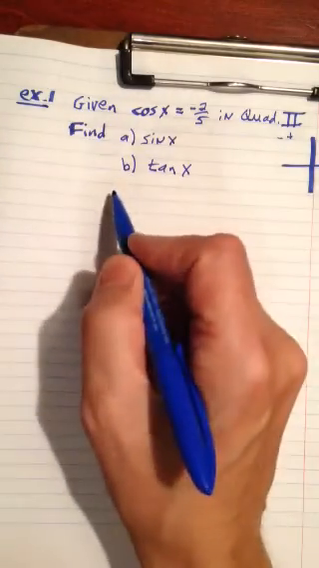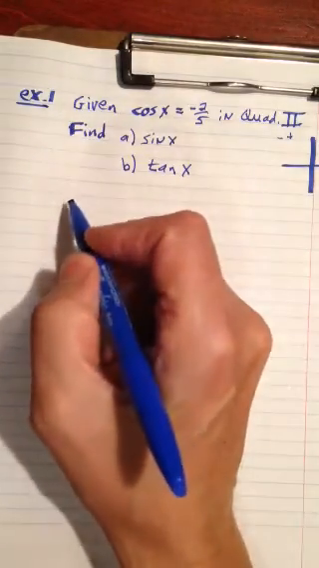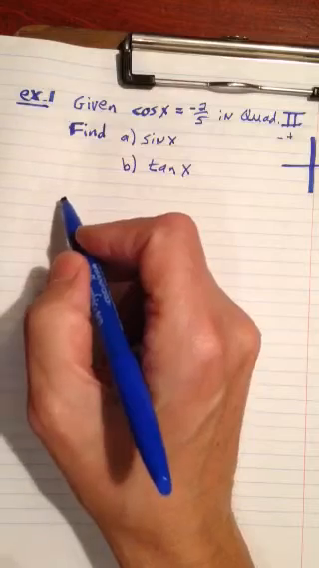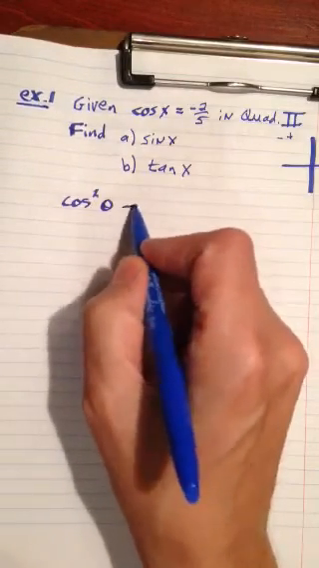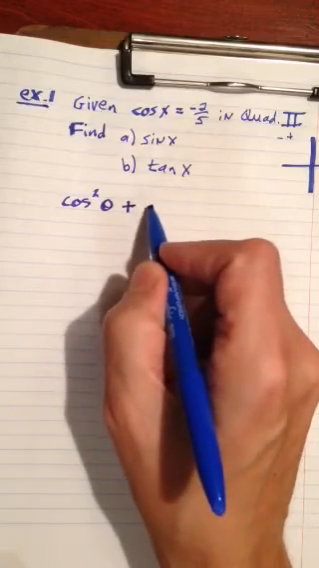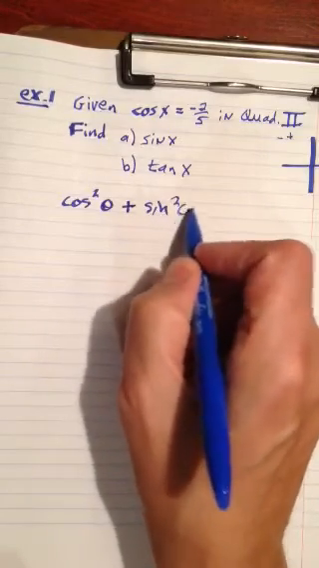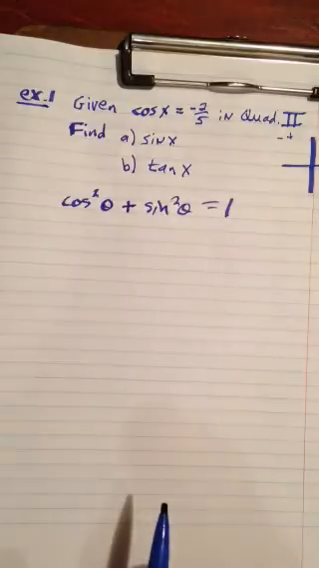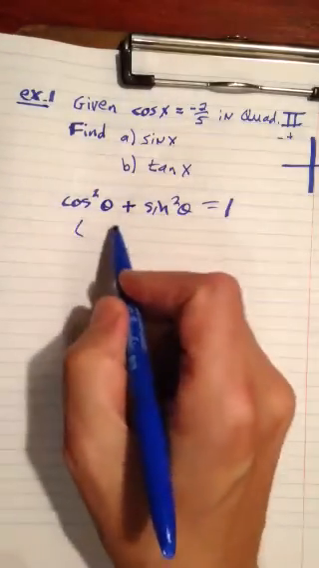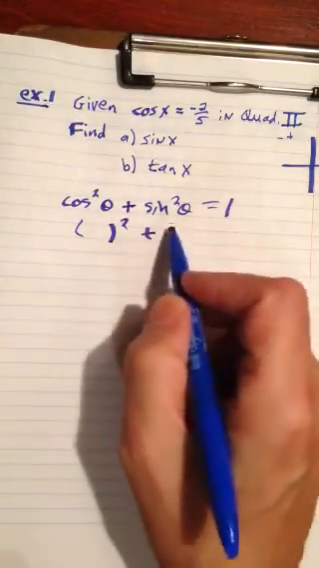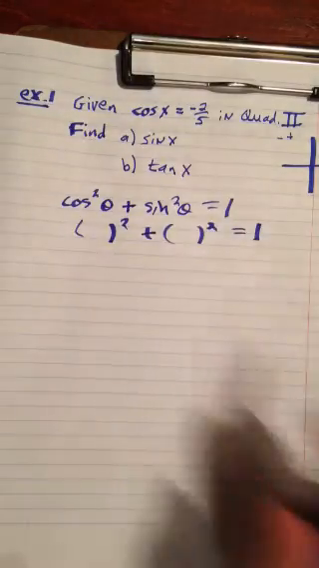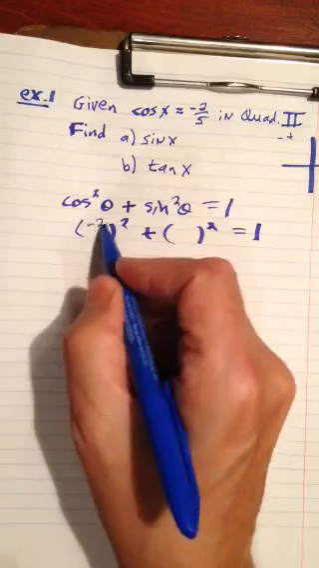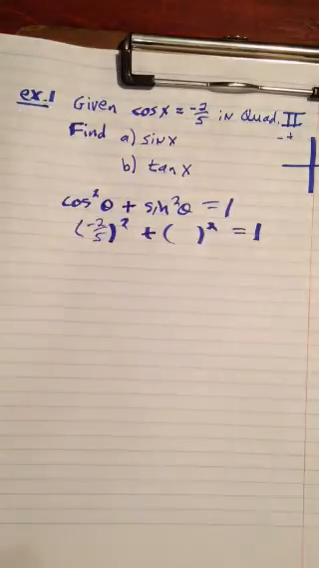All right, so what we're going to do is write down the rule. Cosine squared plus sine squared. That's theta there, but it doesn't matter if it's theta or x. Cosine squared theta plus sine squared theta equals 1. So what this means is some quantity squared plus some other quantity squared is equal to 1. We know the cosine is -2/5. We can plug that right in here.